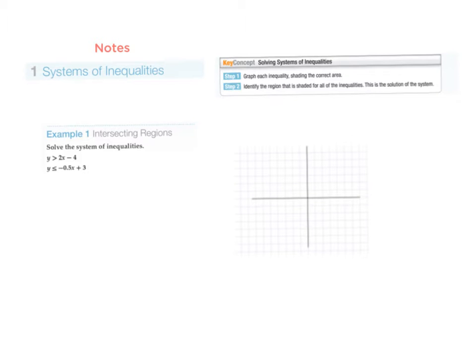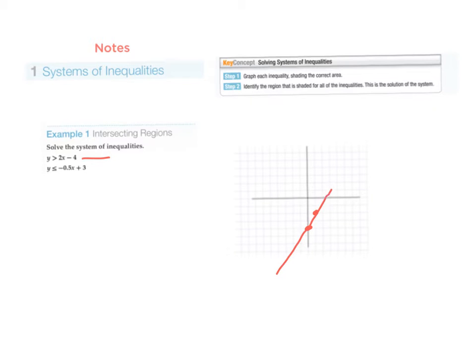So what we're going to do is we're going to create our graphs. And so we're going to graph this as if this was an equal sign, even though it's an inequality. So let's go ahead and erase that. So I'm going to graph this. I'm going to start at -4. So this first one is going to be a -4, 1, 2, 3, 4. And then it has a slope of 2. So I'm going to go up 2 and over 1. And so I have my line.